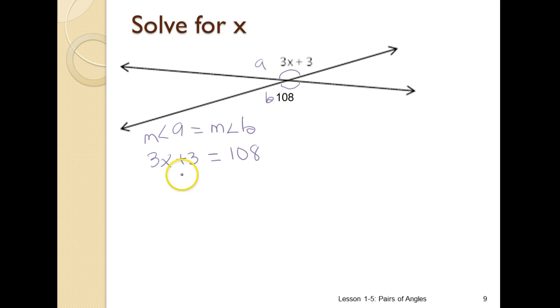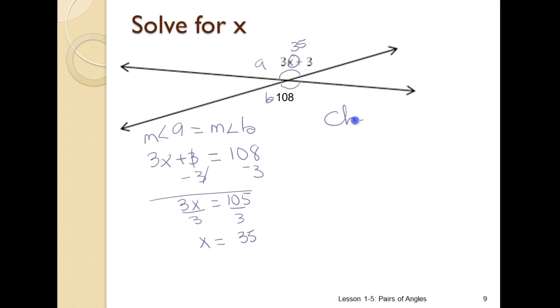We subtract 3 on both sides, and the 3's cancel. We have 3x is equal to 105. Now divide both sides by 3, and x is equal to 35. So this x right here will equal 35.